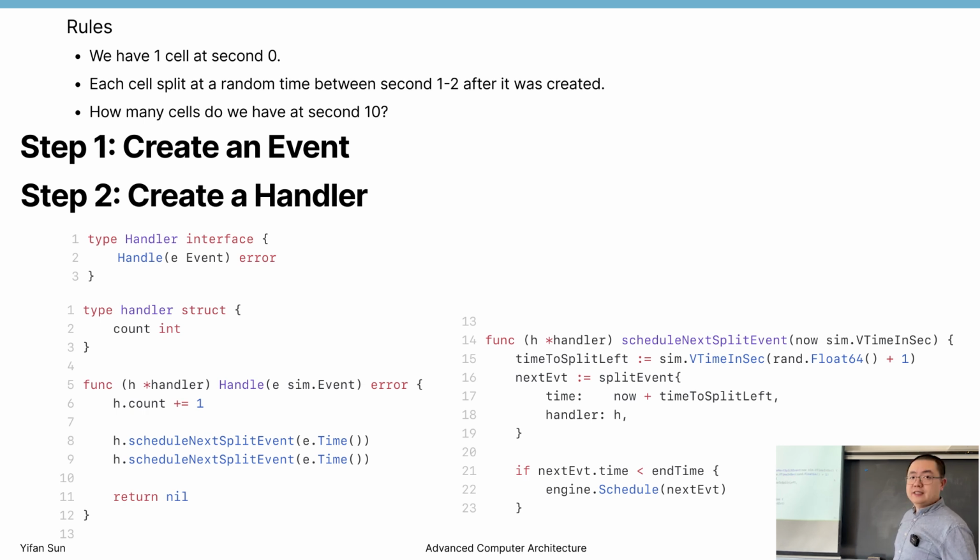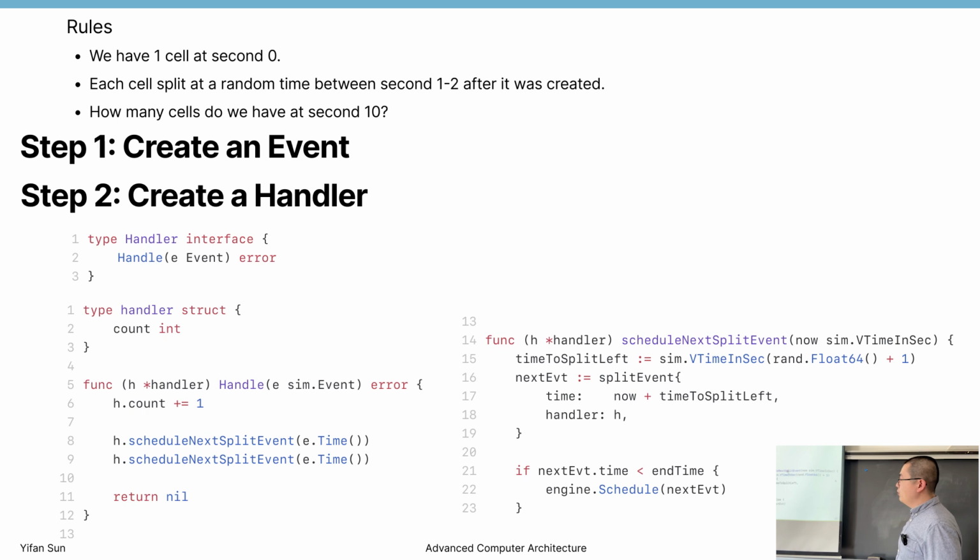Now we create this event. This event's time is the current time plus the time left. The handler is always the current handler itself. So we provide this information. Then we say if the next event time is smaller than end time, we call engine.Schedule with the next event. Now we say this thing will happen in the future, so it's the engine's responsibility to make it happen at that time.